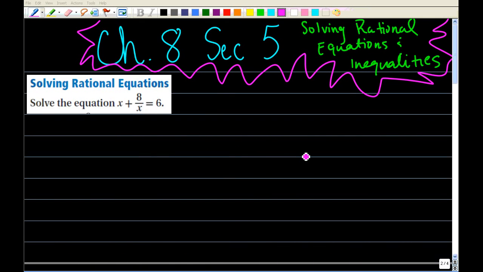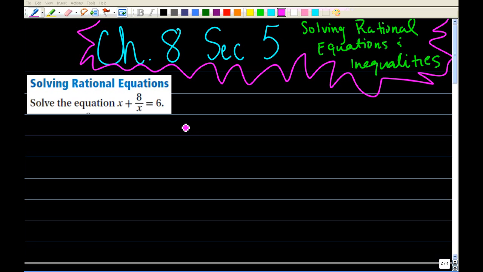We're going to be solving rational equations and inequalities. You can check out some examples in Chapter 8, Section 5 of your book. I'll be using the problems from examples 1, 2, and 6. So let's go ahead and get started. We have x plus 8 over x equals 6.